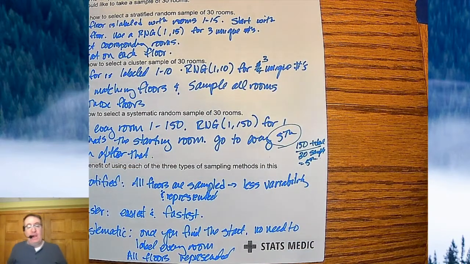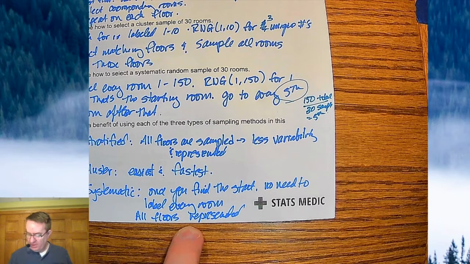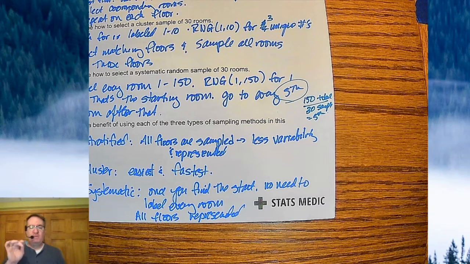If you do it that way, then you can make sure that you're going to have this representation here. So you're going to hopefully pick up some of this less variability as you would with the stratified sample.